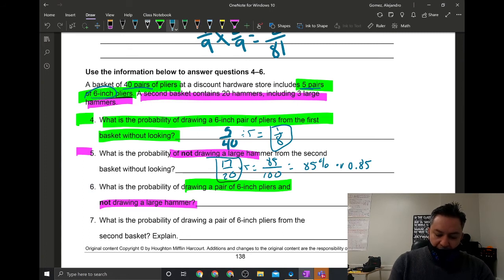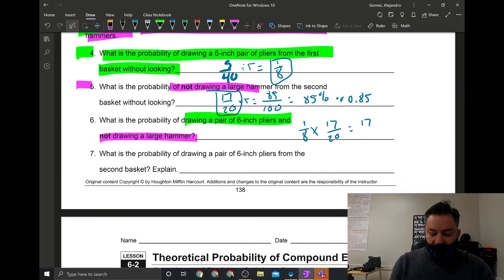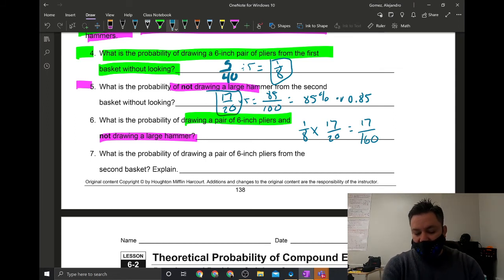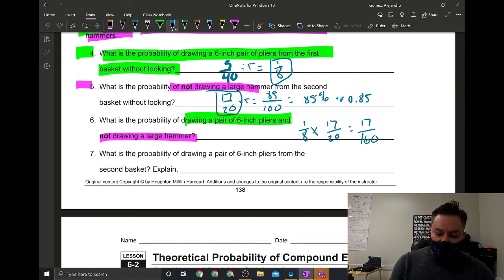And for the first one we have 1/8. And remember, for compound probability, all we got to do is multiply times 17 over 20. 1 times 17 is just 17. And 8 times 20 is 160. 17 over 160. If you can simplify that, well, and if not, you leave it like that, unless they ask you to convert to a decimal or a percent. Other than that, you cannot simplify that any further, so this will be your final answer for that one.